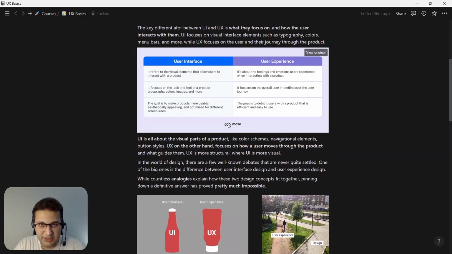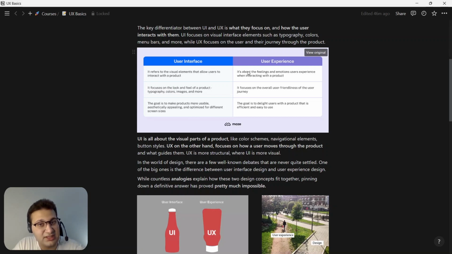So this is a pretty good table I got from Maze. User interface refers to the visual elements that allow users to interact with the product. It focuses on the look and feel of the product: typography, colors, images, and more. The goal is to make products more usable, aesthetically appealing, and optimized for different screen sizes.